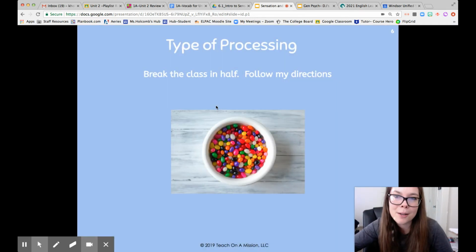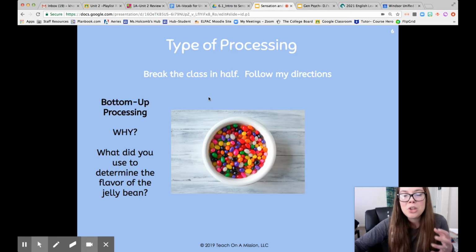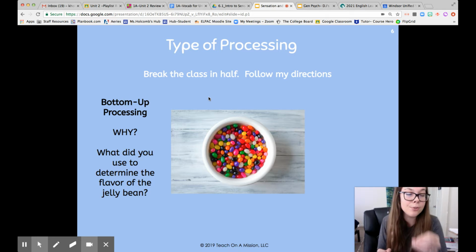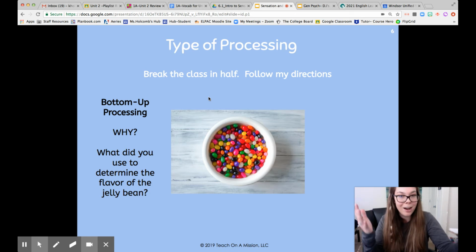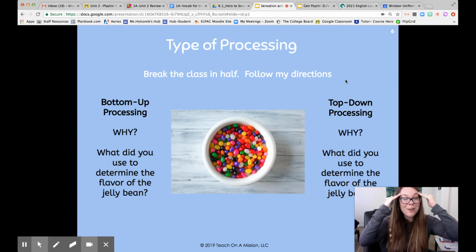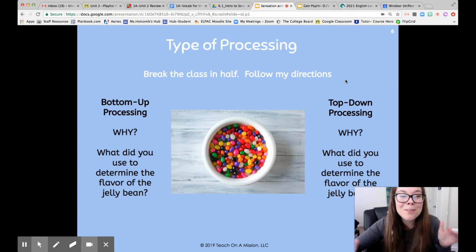So again, we have our two types of processing, and this is what we were going to do. So bottom up, so this is a great example, right? When you look at these jelly beans, say you didn't know anything about jelly beans, right? And you taste the flavors and you start to learn what each flavor is like, right? So that's bottom up. Top down is where you would pick out your favorite colors because your past experiences told you you like the red, you like the purple, right? So these are two ways of looking at jelly beans.